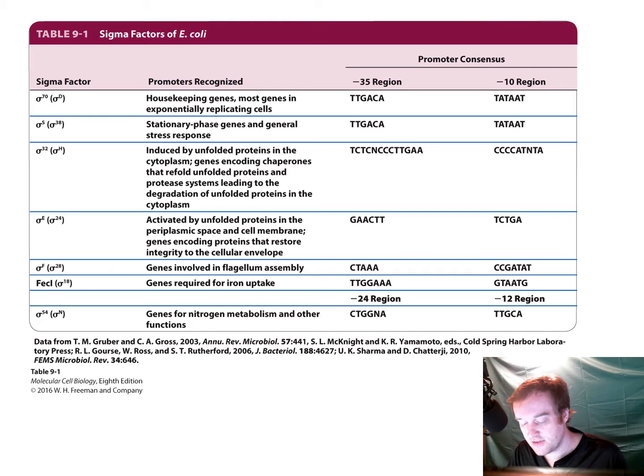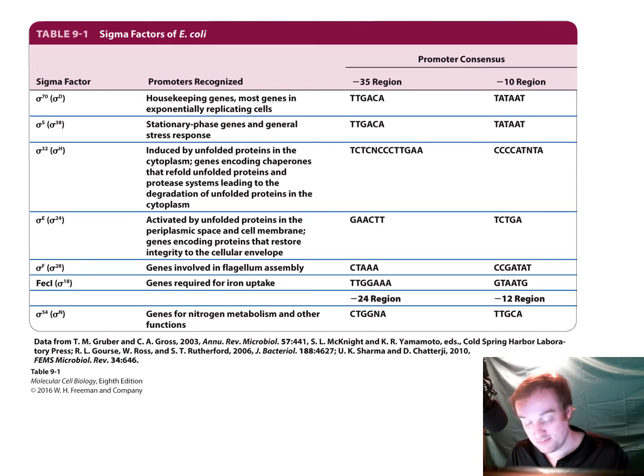And what these sigma factors do is they're kind of like the on-off switch for this polymerase. And they are associated with certain groups of genes. And so when they bind to that polymerase, or when there is increased expression of these sigma factors, those specific genes associated with that sigma factor will be expressed.